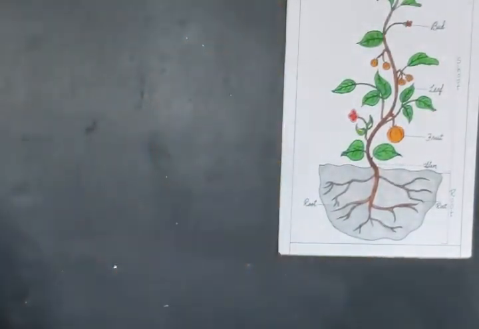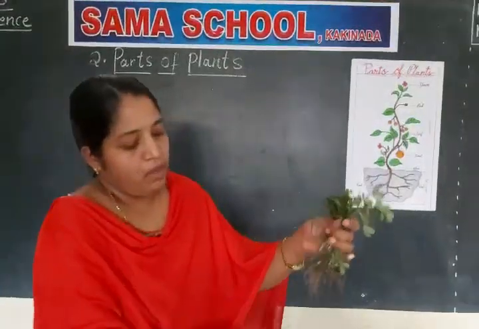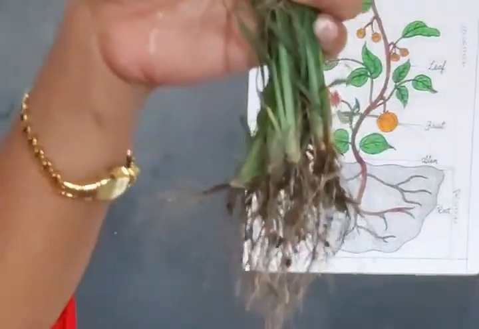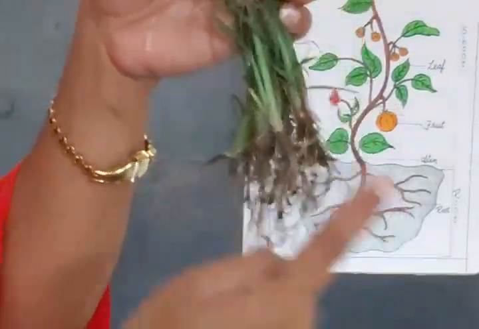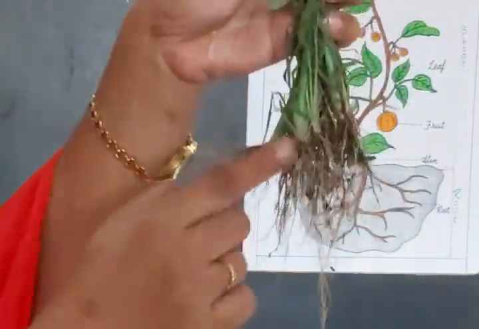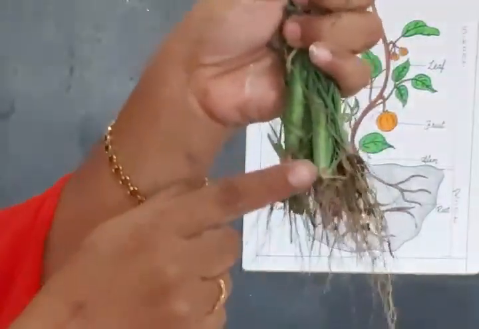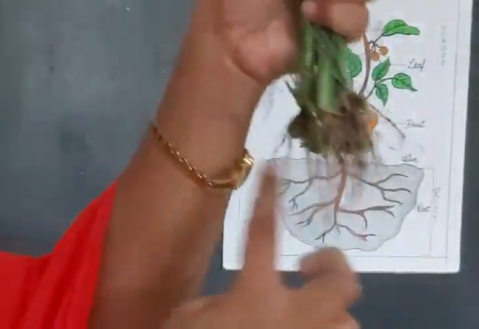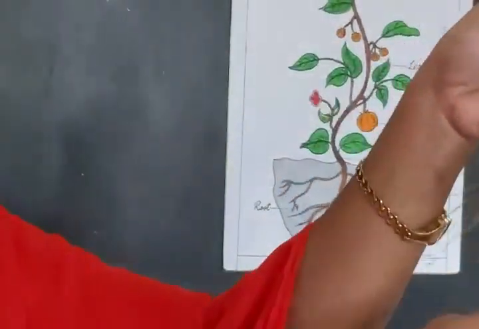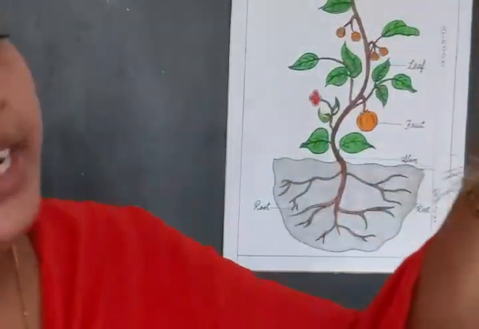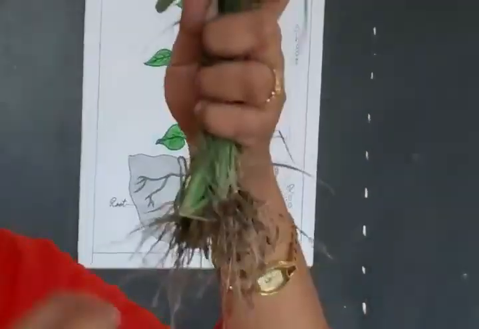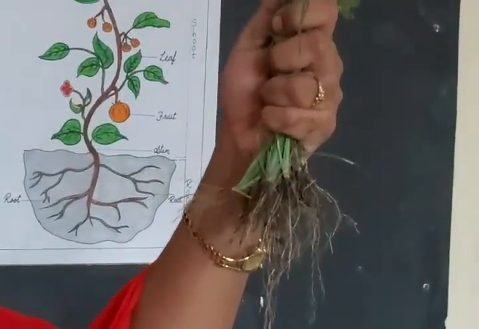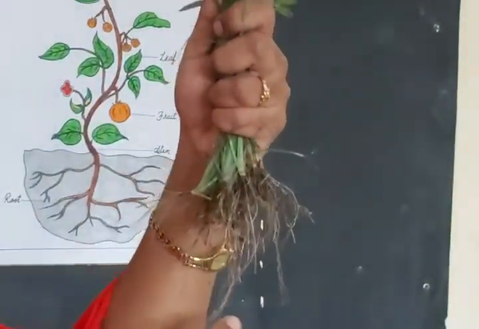Clear, children? Okay, I will show you what are fibrous roots. See here, fibrous roots. In fibrous root, there is no main root. A large number of roots grow from the end of the stem. See, this is the end of the stem, and from the end of the stem, a large number of roots grow. And these roots appear bushy. They are thick. They are more in number. Clear, children? So these are fibrous roots, and there is no main root in the fibrous root.